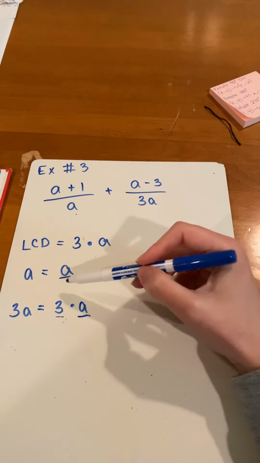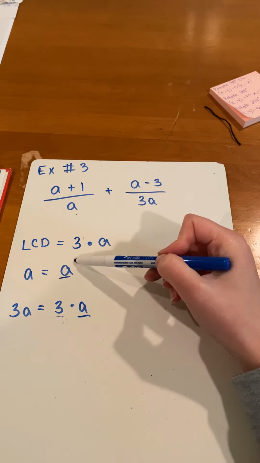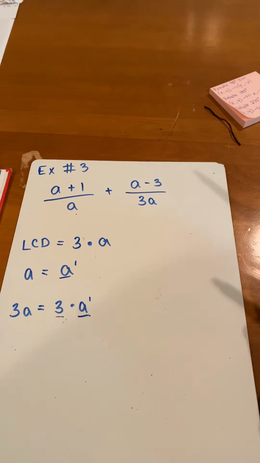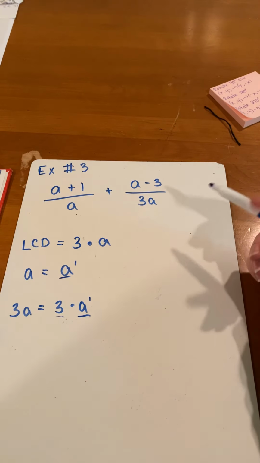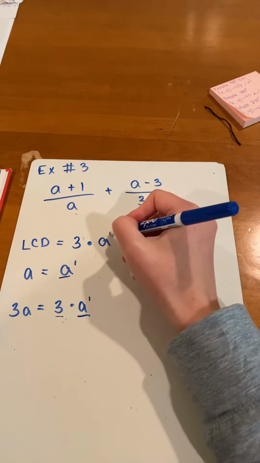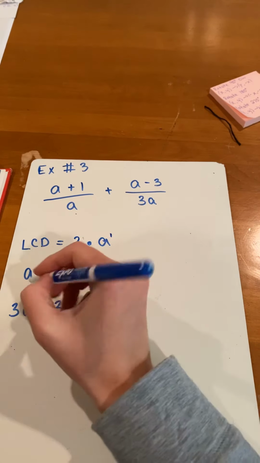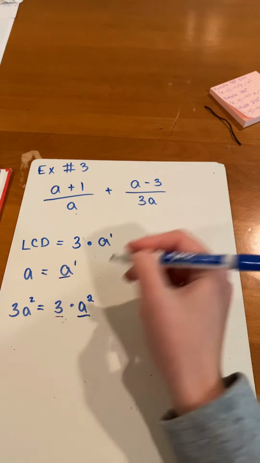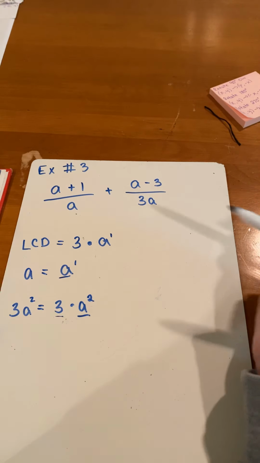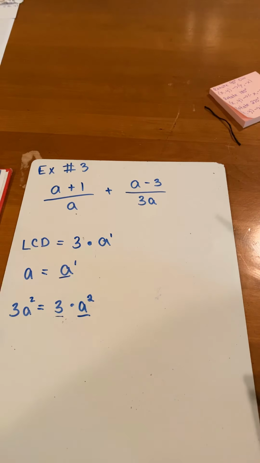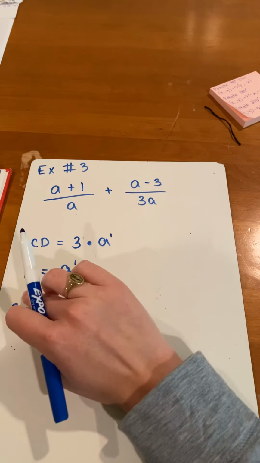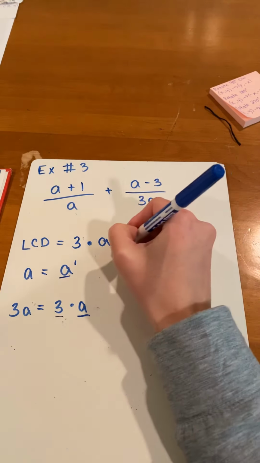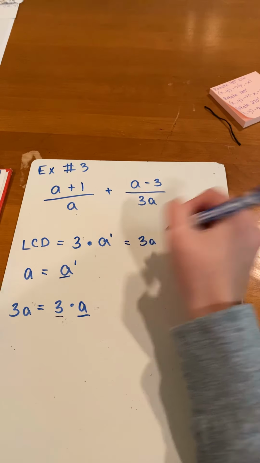We just look at them individually and say, in our top line we have a to the first, and in our bottom line we have a to the first. What is our greatest exponential value between these two, not combining them, but between these two? Well, it's a to the first. Again, if this had been 3a squared, we would have said, okay, in our top line we have 3a to the first, but in our bottom line we have 3a squared. Then therefore a squared would be our highest exponential value, but both of them are the same. So our least common denominator is 3a.